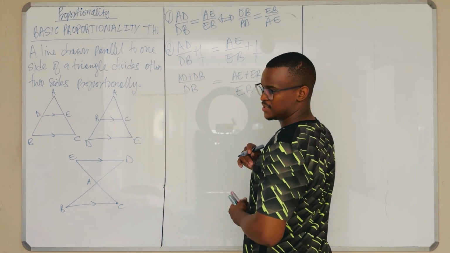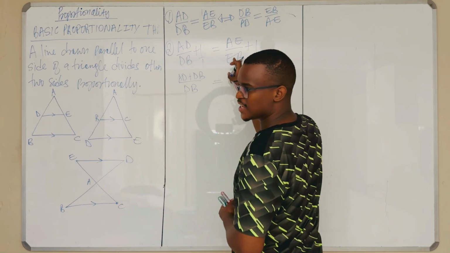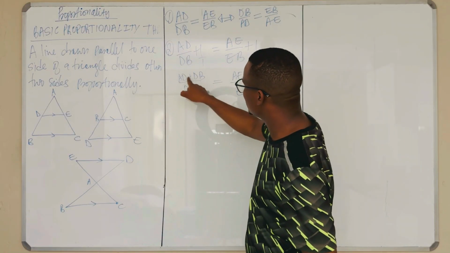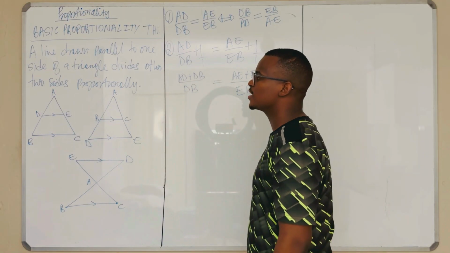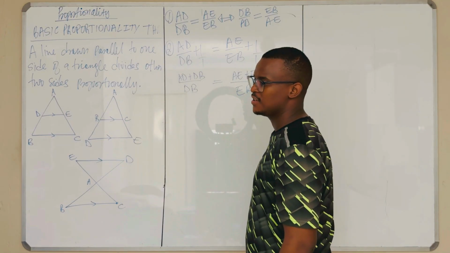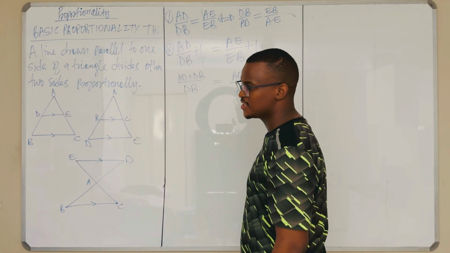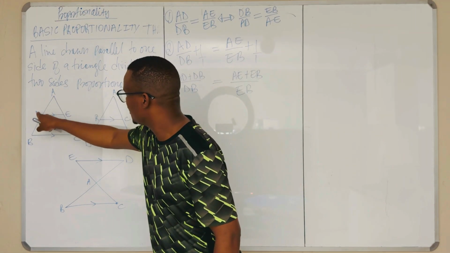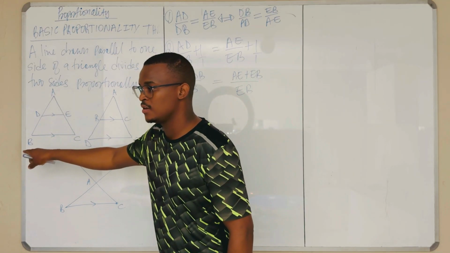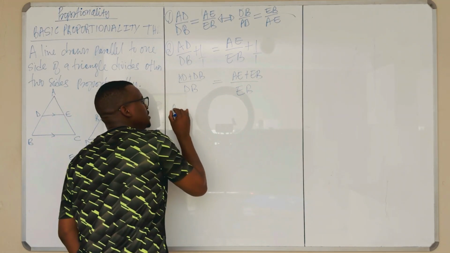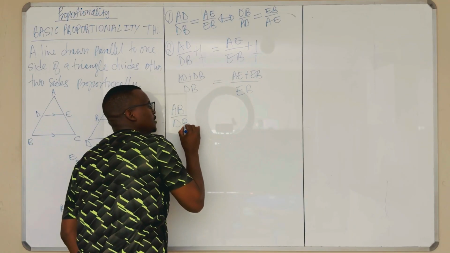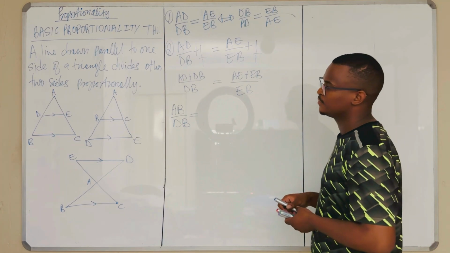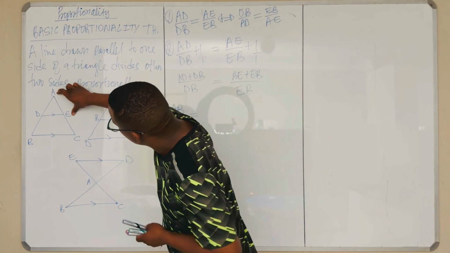I'm not sure if this makes sense, because it's this one. I just added 1 to both sides. So if we do this, look, you have AD plus DB. Go to the diagram and look at AD plus DB. What is that? It's the entire side, because AD and DB, so it's all of AB. So it's going to be AB over DB is equal to, what is the answer to this? AE plus EB.